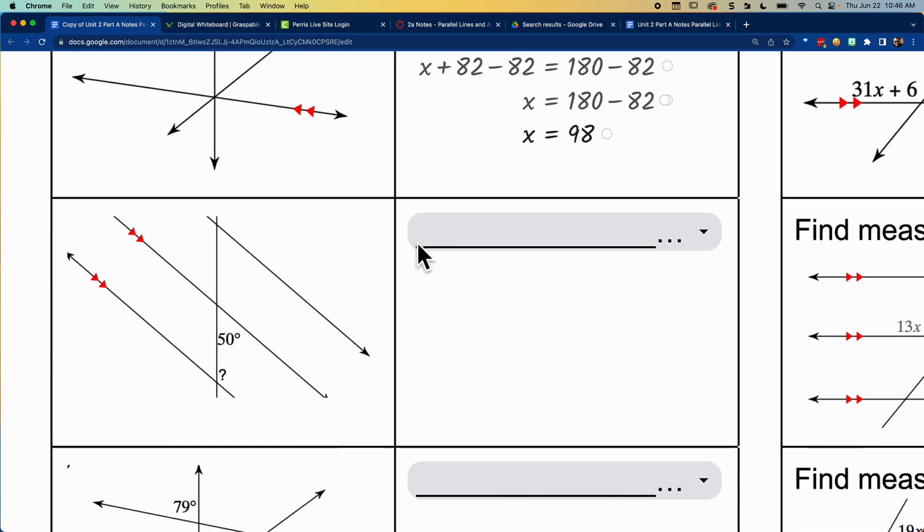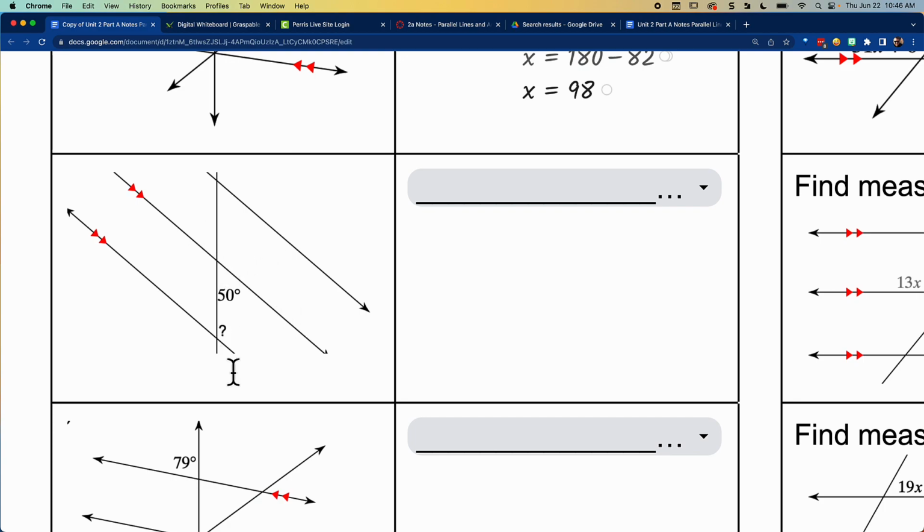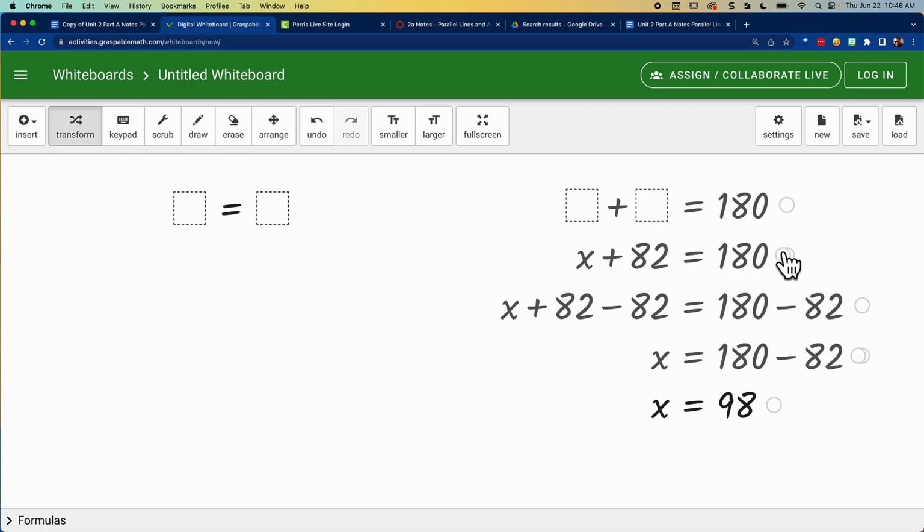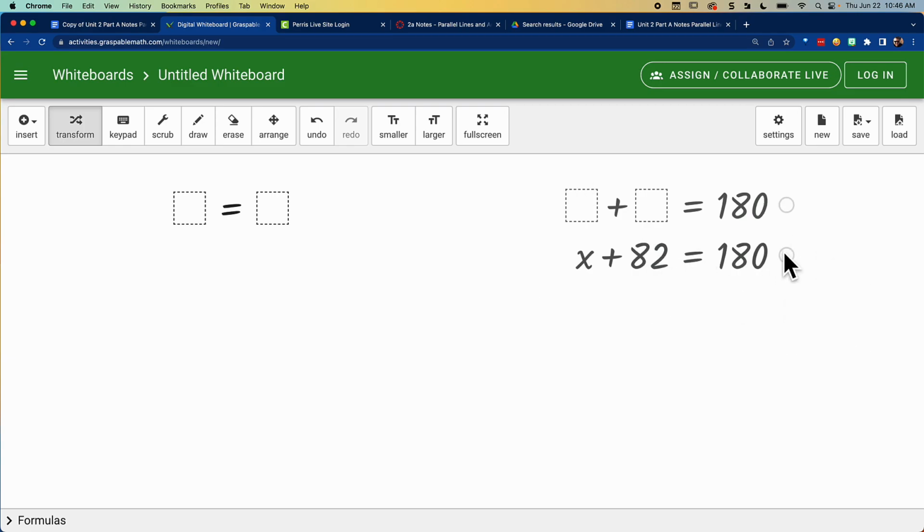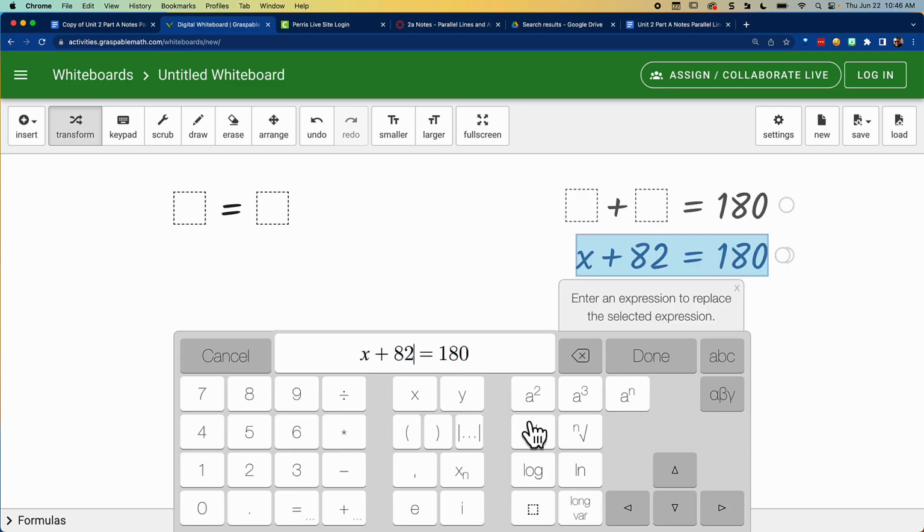Okay, for this next one, I see that I have two parallel lines, and we would label this relationship as same side interior. They're both on the same side of that transversal bridge, and they're inside a pair of parallel lines. That relationship is two things add up to 180. So then I can say, all right, that's the same thing as before. The difference is instead of starting with 82, it's going to be a 50. So I'm going to change that 82 to 50.